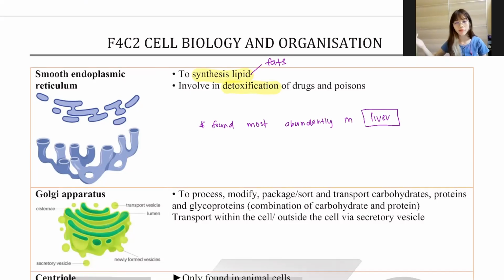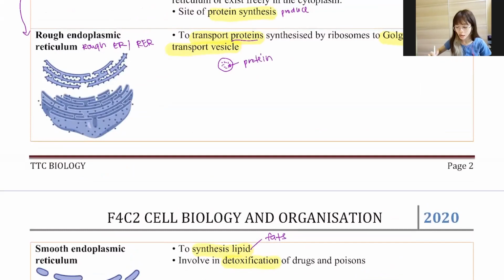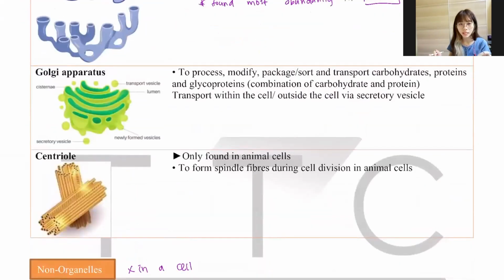Smooth endoplasmic reticulum. Now, the Golgi apparatus was mentioned. Where do the Golgi apparatus substances come from? From the rough ER, right? From the rough ER to the Golgi apparatus.